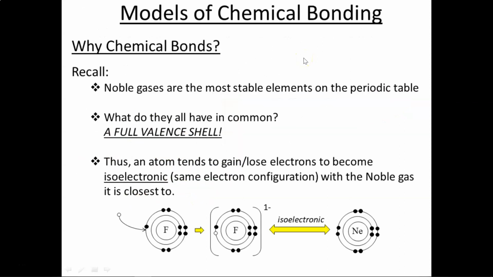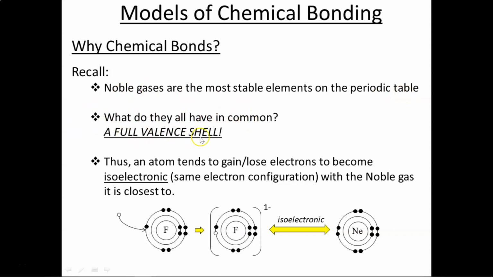Alright, so for our next topic, let's go over the different models of chemical bonding. In grade 10, you probably would have learned about the ionic bond and the covalent bond. In grade 11, we introduced the nonpolar covalent and the polar covalent bond. And this year, we're going to introduce the metallic bond. So, why chemical bonds? If you recall, noble gases are the most stable elements on the periodic table. What do they all have in common?